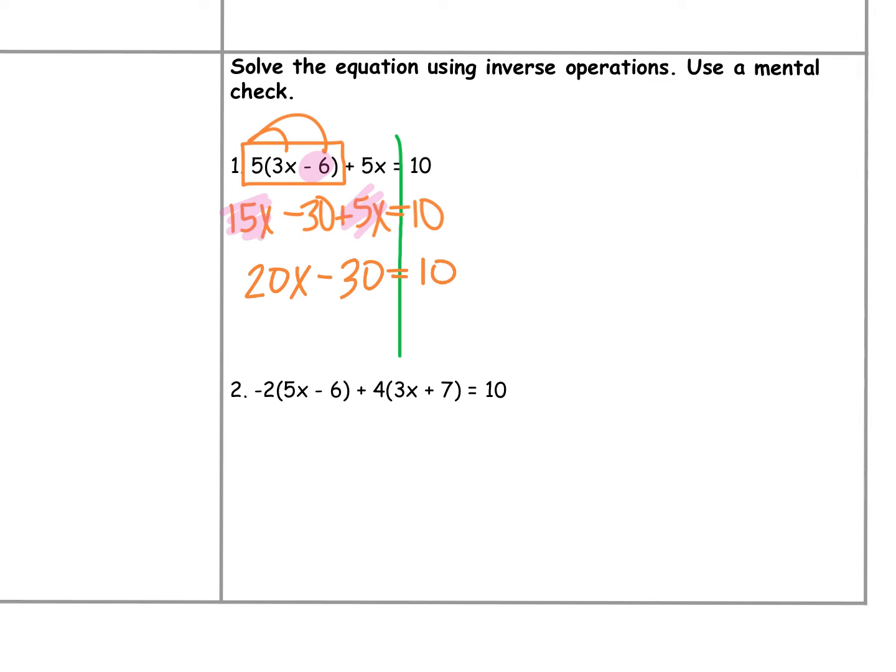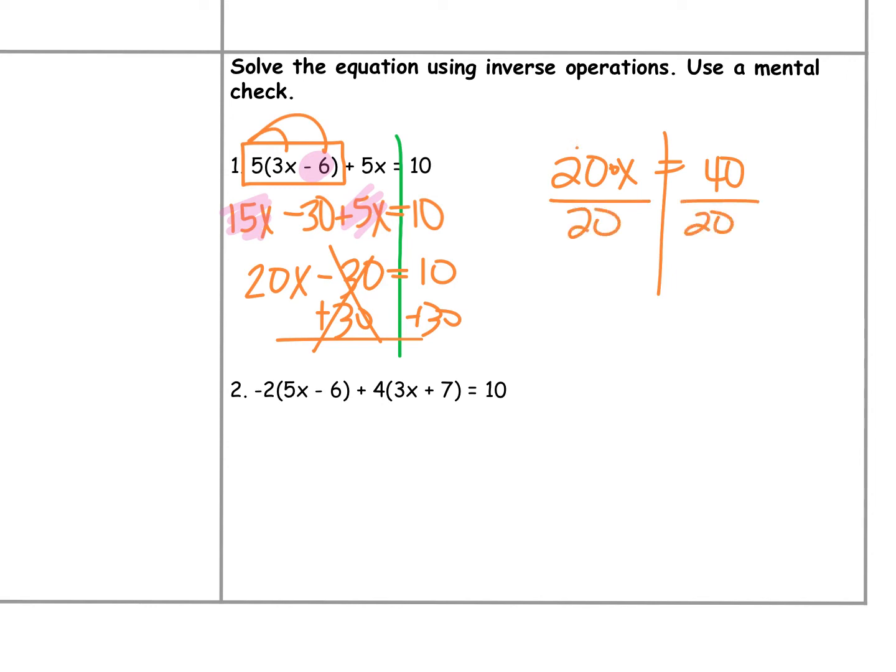Undo adding or subtracting. I see I have subtract 30, so I'm going to add 30 to both sides. I'm going to actually carry my problem over here. So I have 20x equals, because my 30s go away, 40. Then I know this is multiplying, so to undo multiplying, I'm going to use division on both sides. And I'm left with x equals 2.